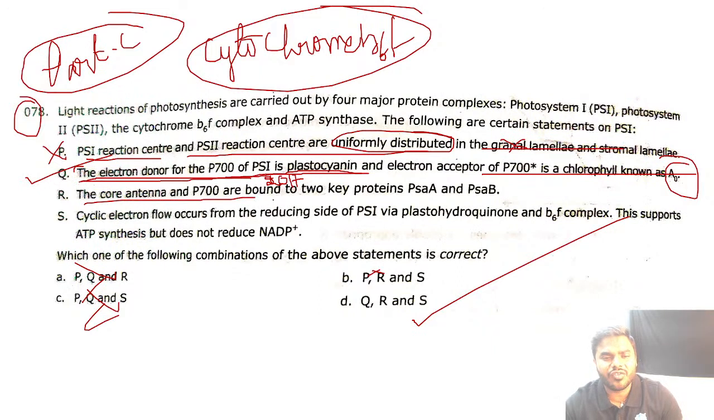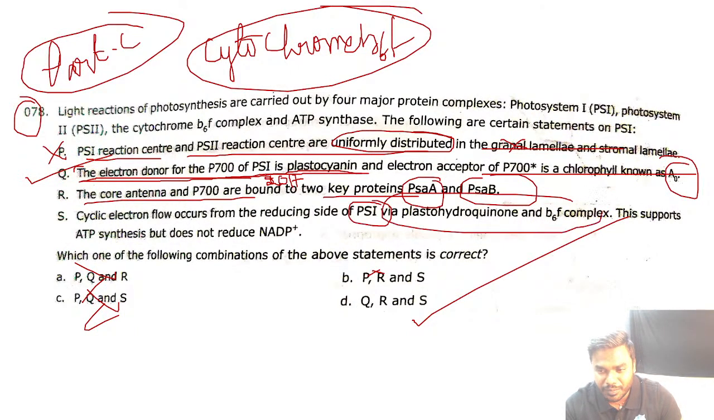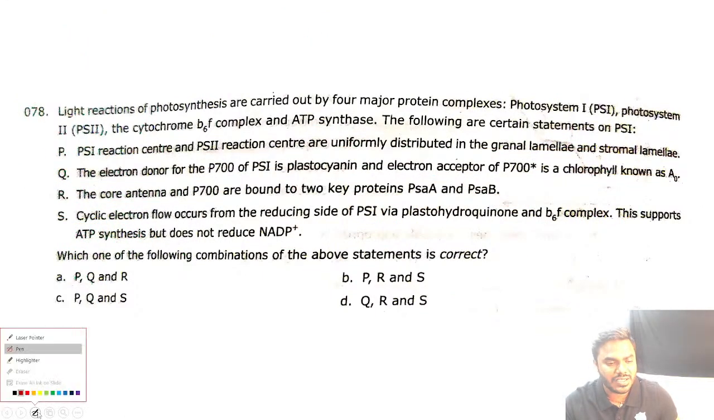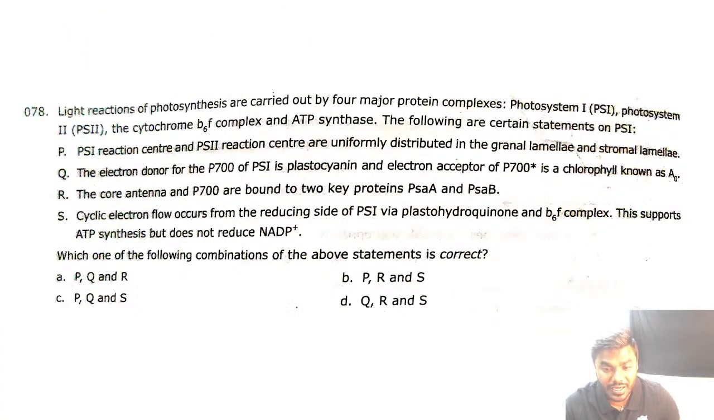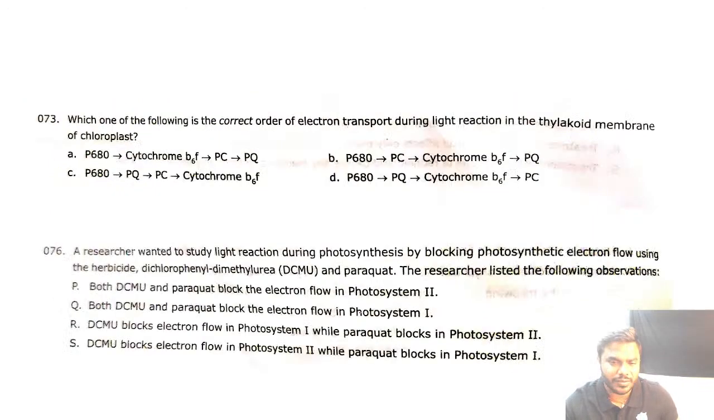The core antenna of P700 are bound to key proteins PSA and PSB. Absolutely right. Cyclic electron flow occurs from the reducing side of PS1 and the B6F complex. We read in the differences, just now I showed you, right, differences. In the cyclic electron flow, we will only produce the ATP. We never ever produce the NADP plus. Very, very simple. The correct answer will be, friends, D.